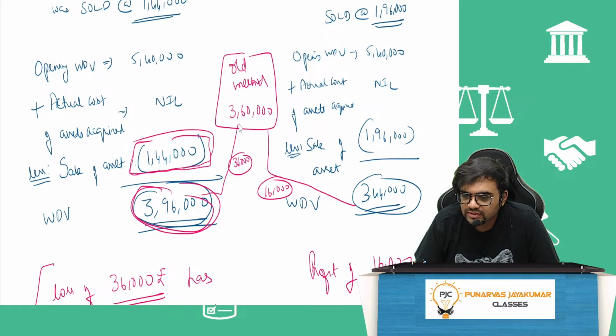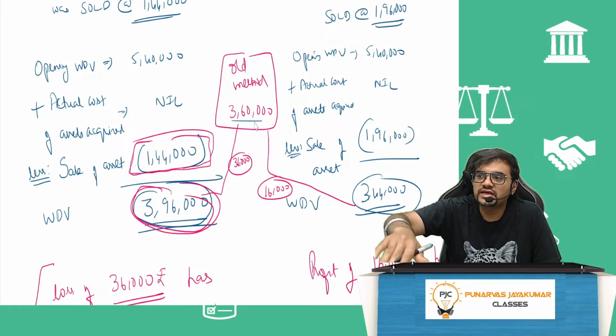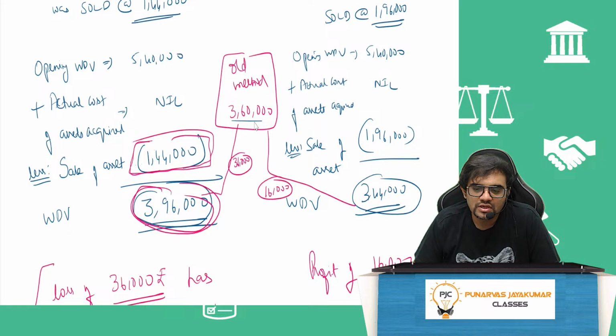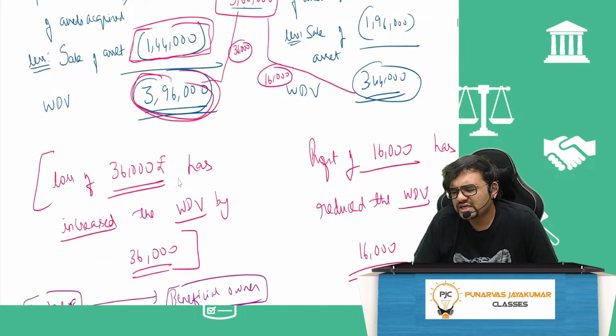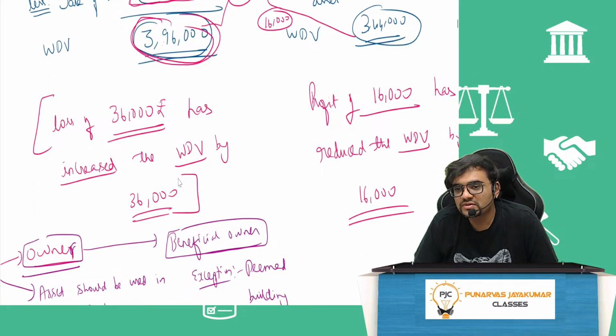In the old method, WDV was 3 lakh 60,000: 1 lakh 80 plus 1 lakh 80. Asset A is sold, asset B was 1 lakh 80, asset C was 1 lakh 80. In the old method, WDV is coming 3 lakh 60. In the new method, it's coming 3 lakh 96,000. Why? Because of the loss, I am subtracting the sale. In the sale, I am subtracting 36,000 rupees less. So a loss of 36,000 rupees has increased the WDV by 36,000 rupees. So if there is a loss, it will increase the WDV. And since it has increased the WDV, you can claim depreciation on a higher amount.